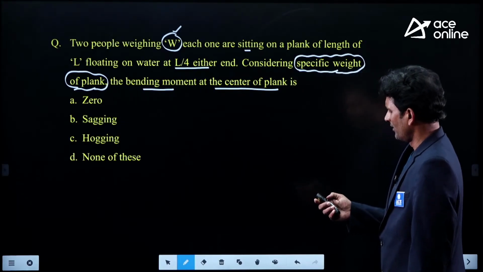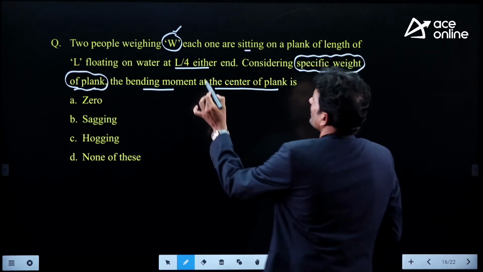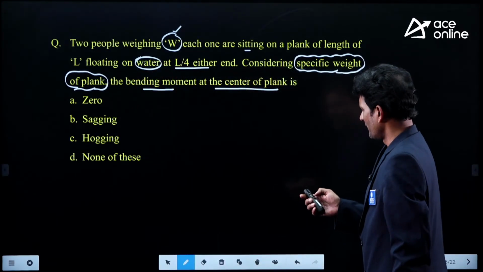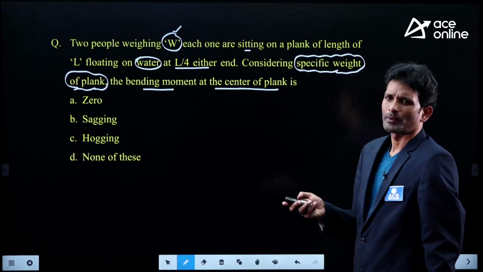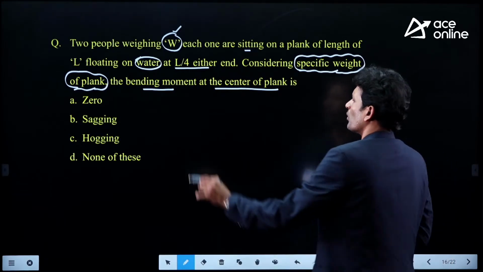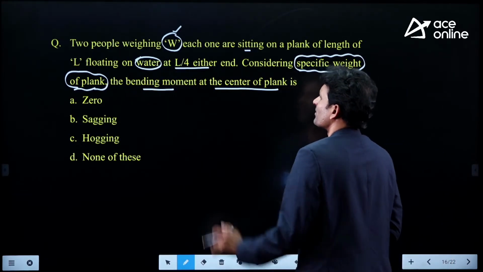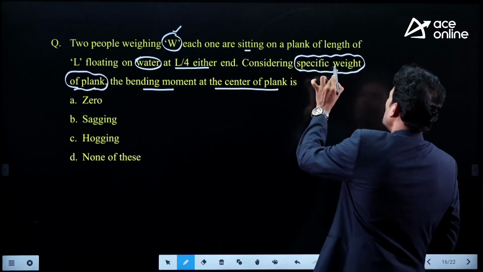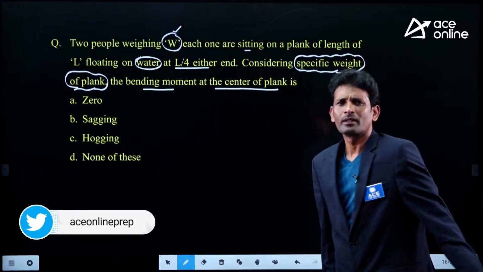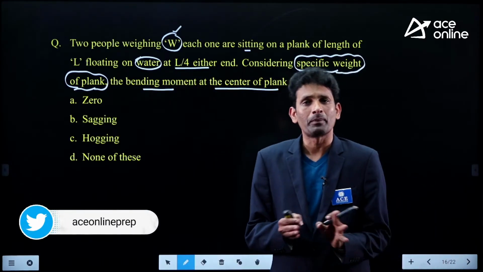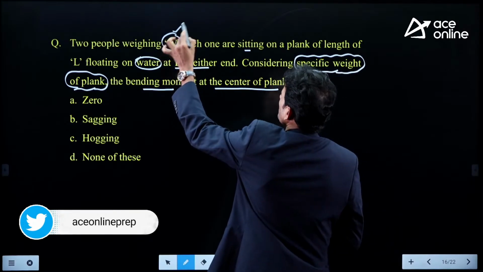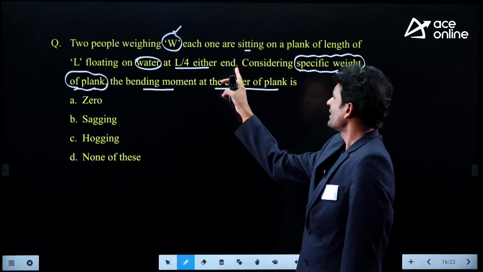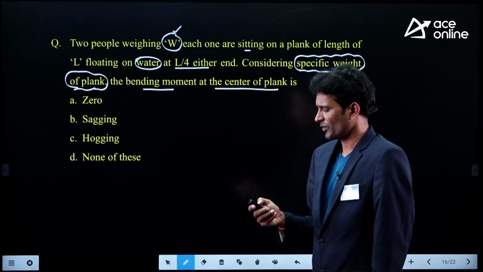First of all, let me observe this one. Here the plank is floating on water, first observation. Two important aspects we need to consider. One, water pressure, because it is floating on water. Second, since the specific weight is given, we need to account for the self-weight of the plank in addition to the two persons' weight when calculating the bending moment. If you notice these points, then we can easily solve this question.